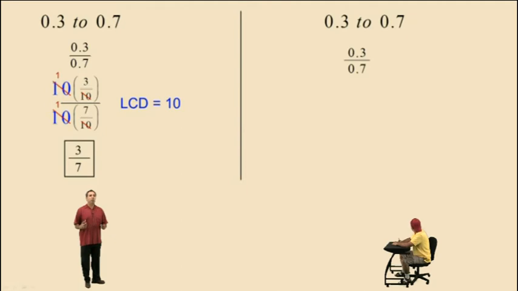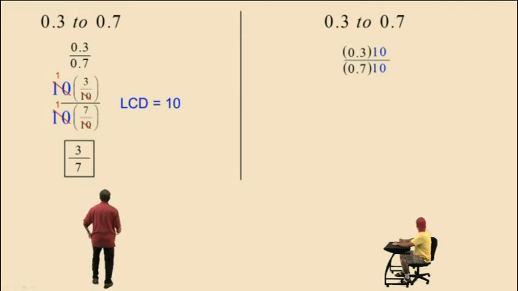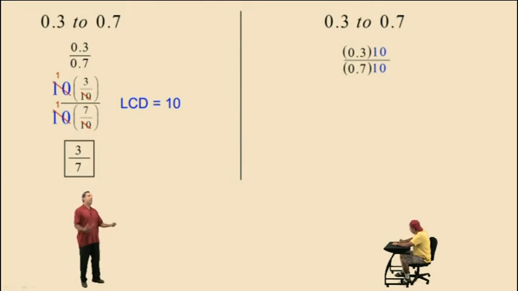Well, remember, when you multiply a decimal by 10, it moves the decimal one place to the right. So we are going to multiply top and bottom by 10. That makes sense because when you have 0.3 over 0.7, you actually have 3/10 over 7/10. It's the same problem. So the LCD is 10, and it does make sense.